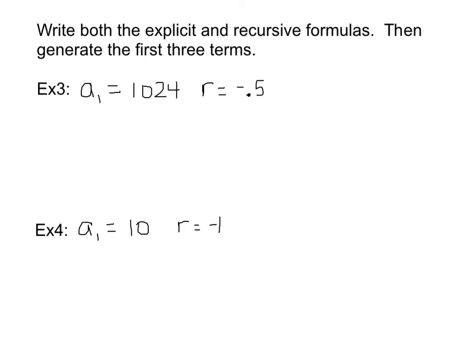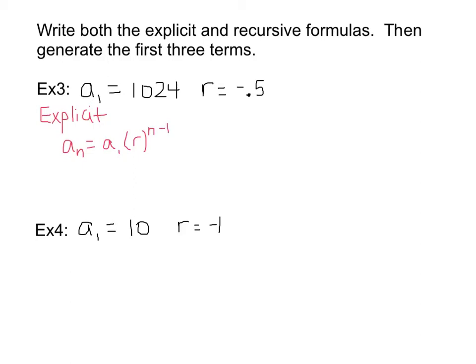Okay, so for our next 2 examples, we're going to write both the explicit and the recursive formulas, and then we're going to generate the first 3 terms. So from your formula chart, the explicit formula is a sub n equals a sub 1 times r to the n minus 1 power.